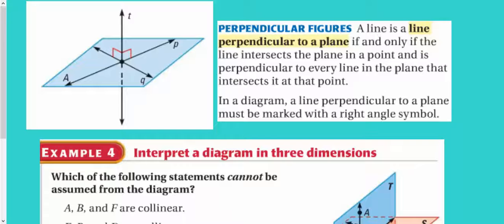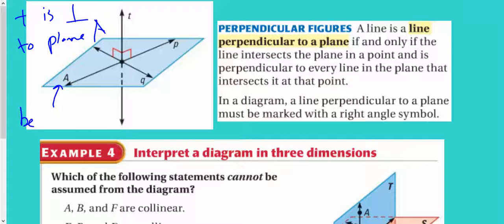And then perpendicular lines to planes. A line is perpendicular to a plane if and only if the line intersects the plane at a point, and is perpendicular to every line in the plane that intersects at that point. This definition is a mouthful. So T is perpendicular to plane A. This is plane A. You can tell by the capital letter there.